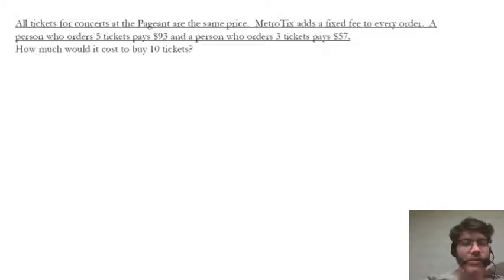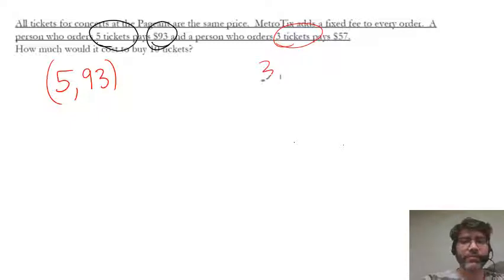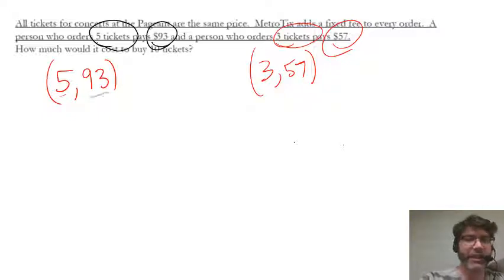Okay, so let's say here, see that 5 tickets is $93. So let's make a coordinate with that. So 5 tickets costs $93. Okay, and 3 tickets costs $57. Now, why did I put 3 first, then 57? Why did I put 5 first, then 93?